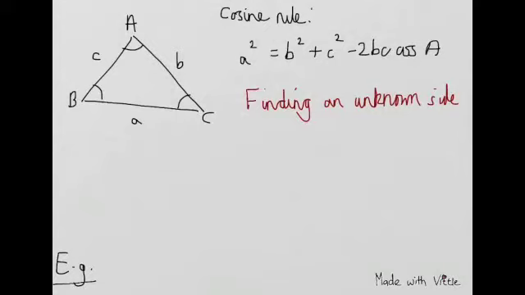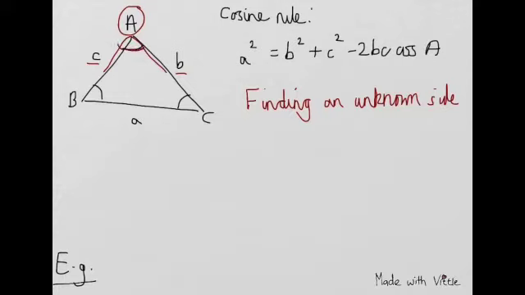This is a short clip just to find an unknown side in a non-right-angled triangle using the cosine rule. This applies when we need to work out a missing side given two side lengths and an angle. And what's important is that if we have two side lengths, say C and B, then the angle A is in between those two side lengths.